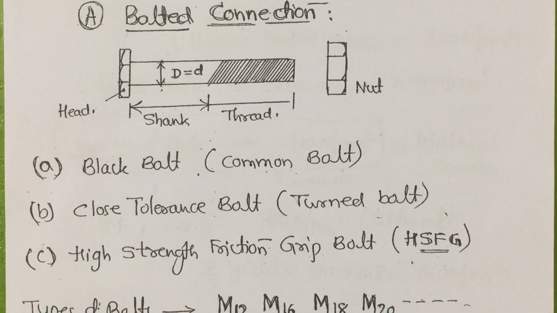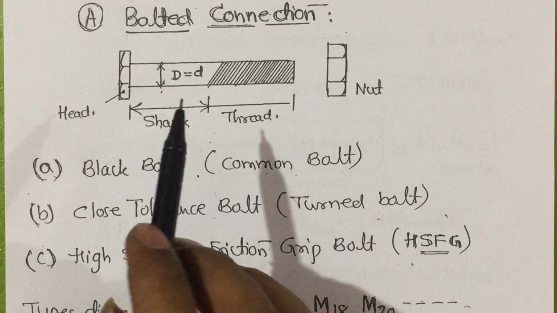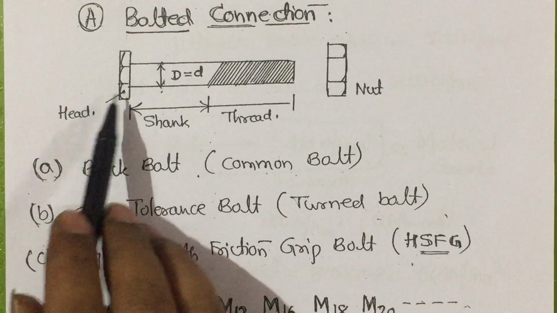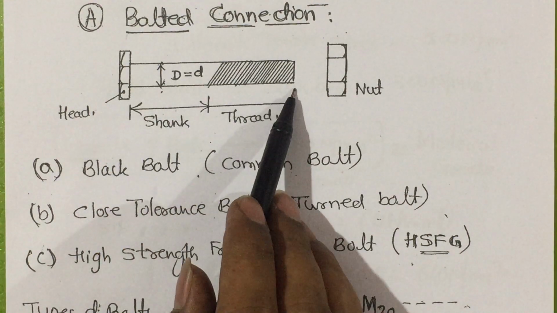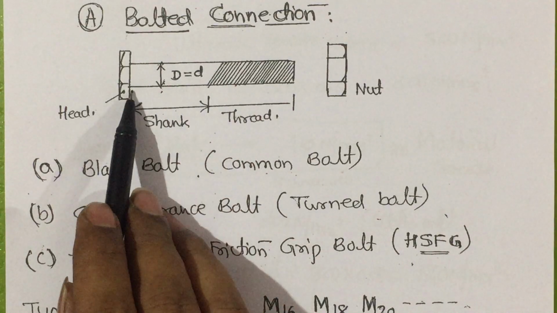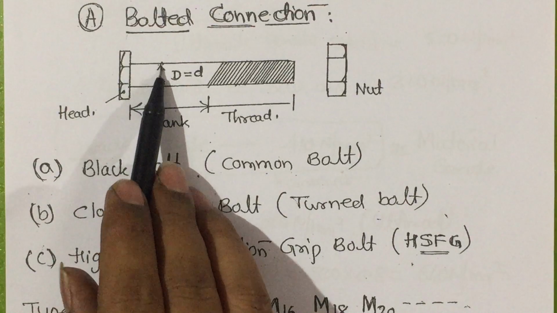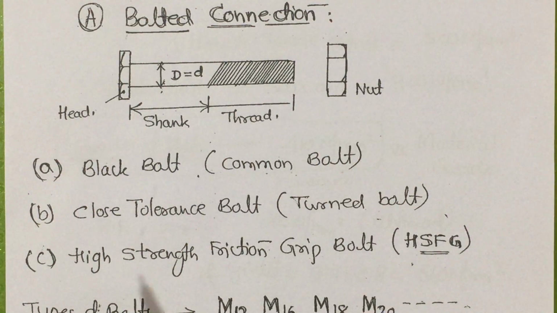If we come to the bolted connection, first we should know how the bolt and nut look and what all the parts are. The bolt consists of head, then shank, then thread. The unthreaded portion is known as the shank. This will be the diameter of the bolt and this will be the nut.